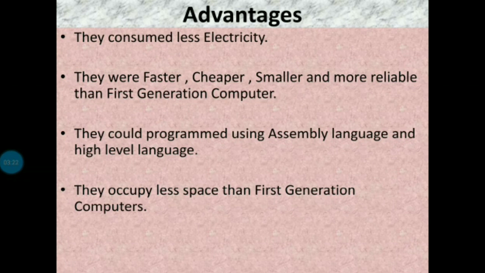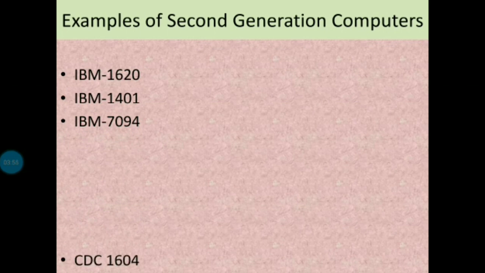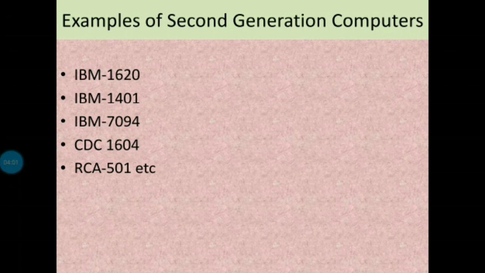After that, the second generation computer occupies less space than the first generation computer. The first generation weighed 30,000 kgs, but the second generation occupies less space, and internal storage capacity also increased. So, what are the examples of second generation computers? The examples are IBM 1620, IBM 1401, IBM 7094, CDC 1604, RCA 501, etc. These are all examples of second generation computers.